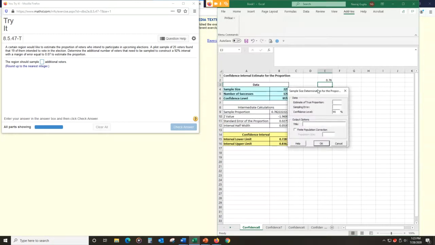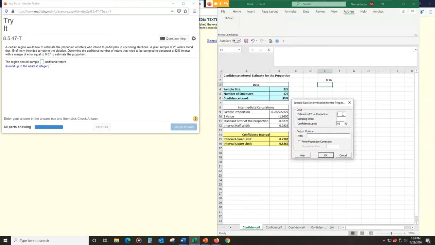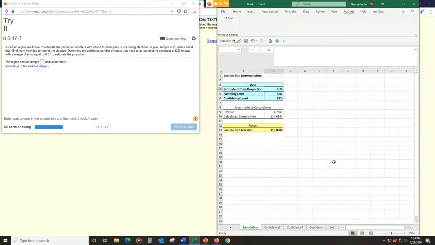So I'll go here and I will provide 0.76 here, and sampling error is 0.07, which is my margin of error, and my confidence level is 92%, and then I click OK. So the sample size I needed is 115. So if it is asking you what is the sample size, then it is 115.